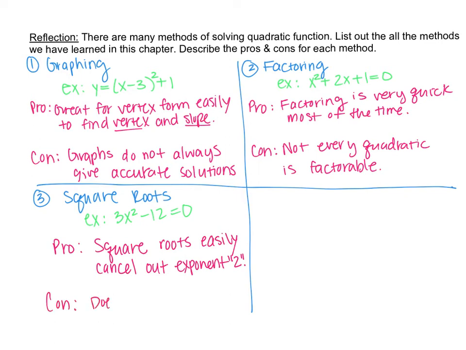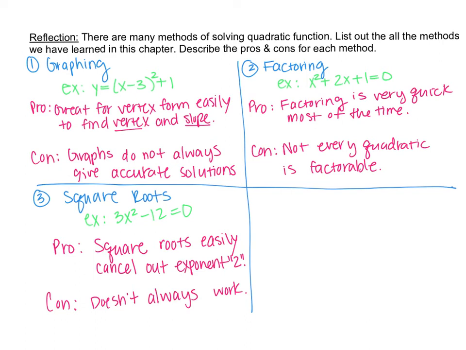Some things are not so easy to move around. For instance, if I was given a situation like this, I would have to move over the 1, move over the 2x, but then I'd have to take a square root of a 2x, and that would be kind of interesting to do and probably not possible. So square roots can also be very limiting when it comes to this method.